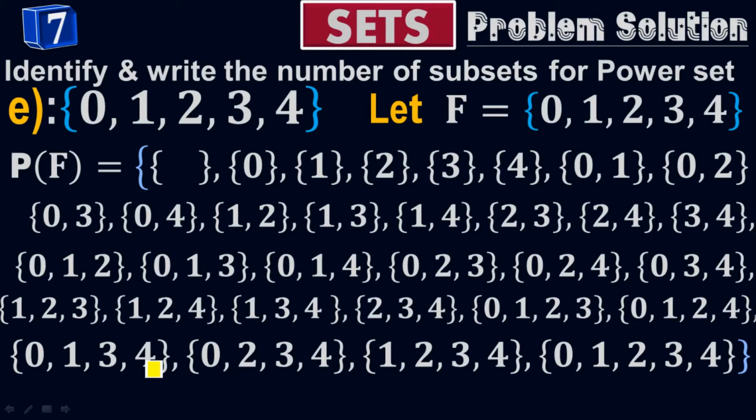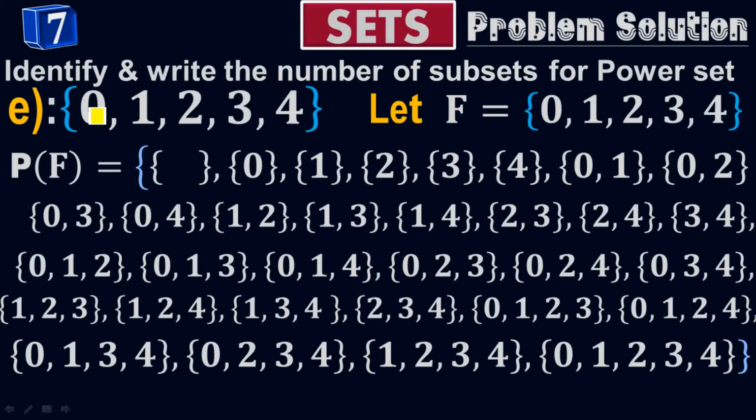So we have 32 subsets. These are all subsets of E. First we start with the empty set. The empty set is a subset of every set. And then take all the elements individually, like 0, and then 1, and then 2, and then 3, and then 4. Now to take 2 elements together, start with the 0: 0, 1, 0, 2, 0, 3, 0, 4.